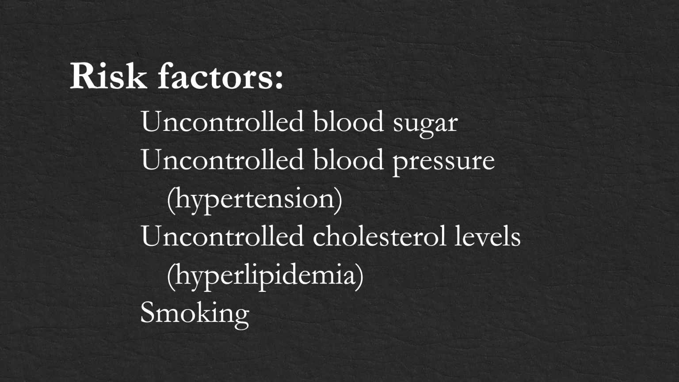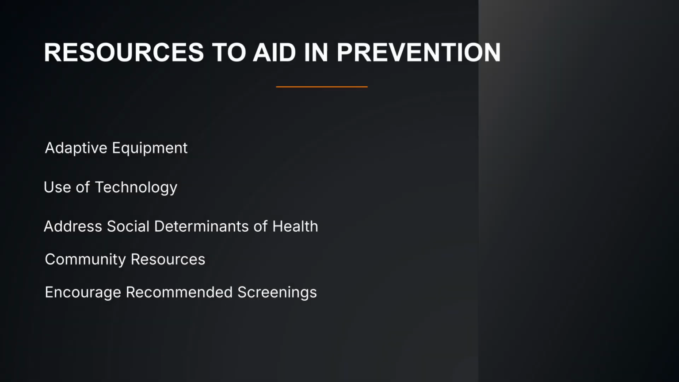When we look at risk factors for diabetes complications, not only is it uncontrolled blood sugar, but it's also uncontrolled hypertension or blood pressure. Also, hyperlipidemia, which would be high cholesterol levels. Those are some risk factors that we see in people who have diabetes that can lead to vision loss, and also smoking damages the blood vessels to the retina, reducing the blood flow.